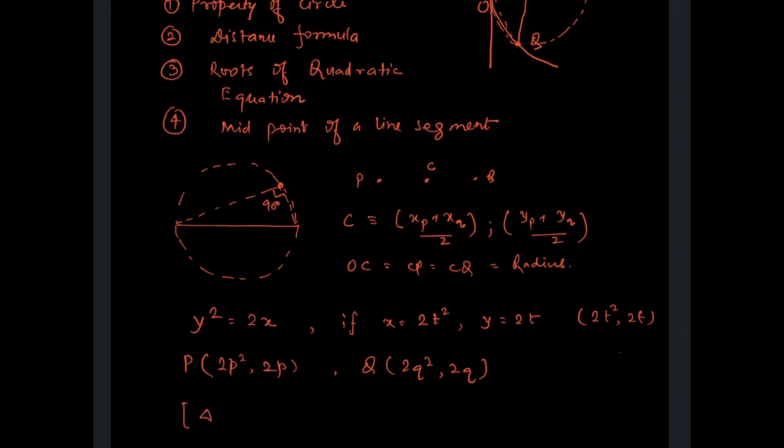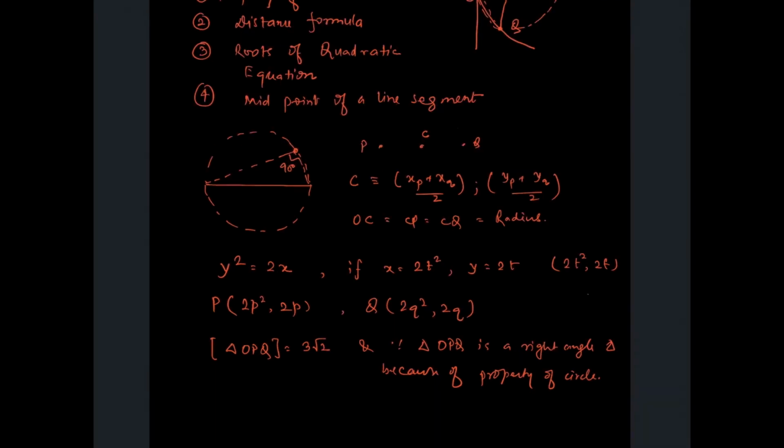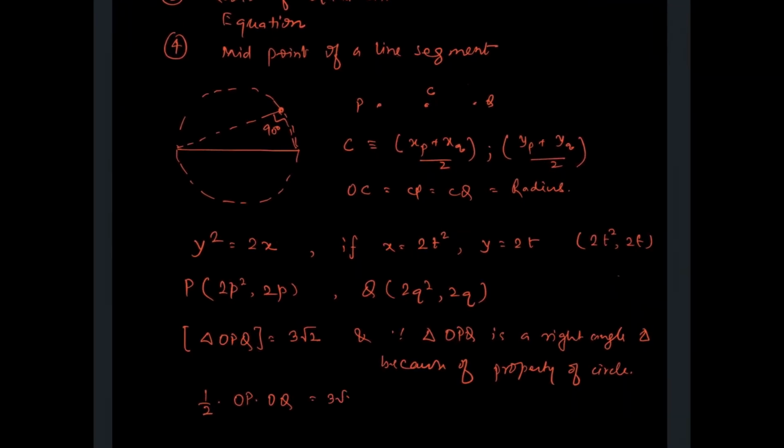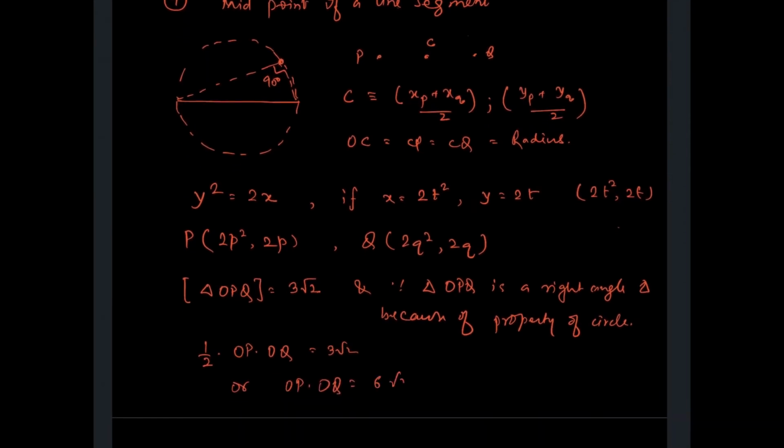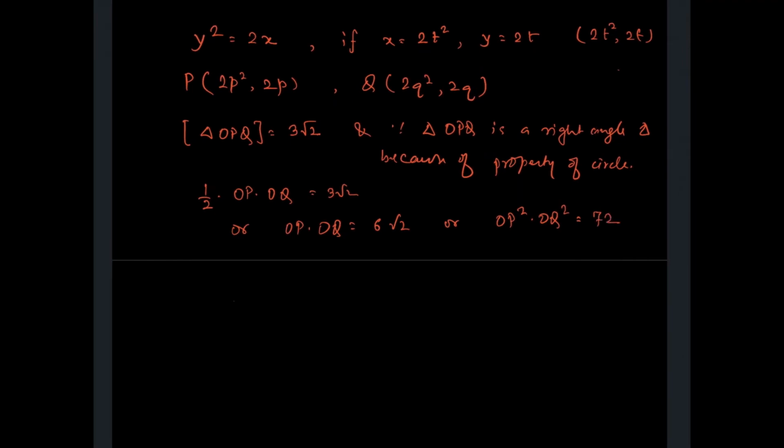And we are given that the area of triangle OPQ is 3 root 2, and since triangle OPQ is a right angle triangle, because of the property of circle that we have discussed recently, I can write half into OP into OQ is 3 root 2, or OP into OQ is 6 root 2, or OP square into OQ square is 72.